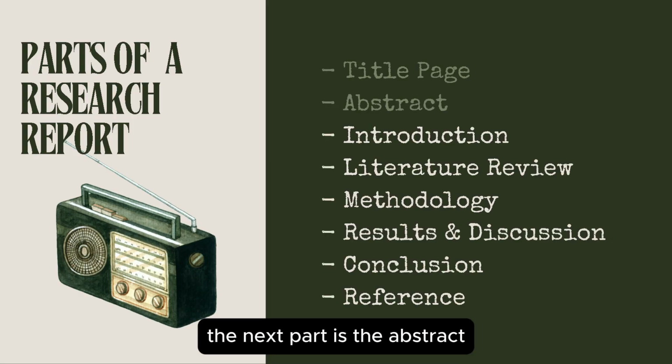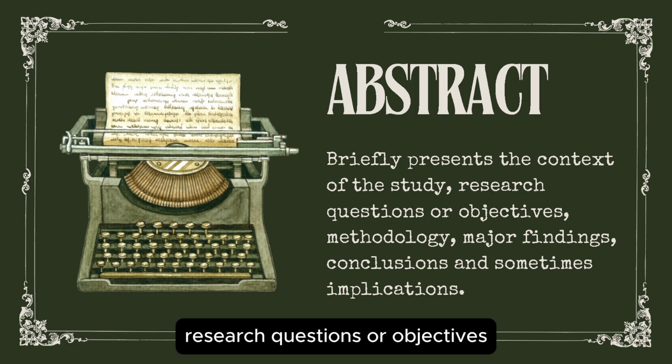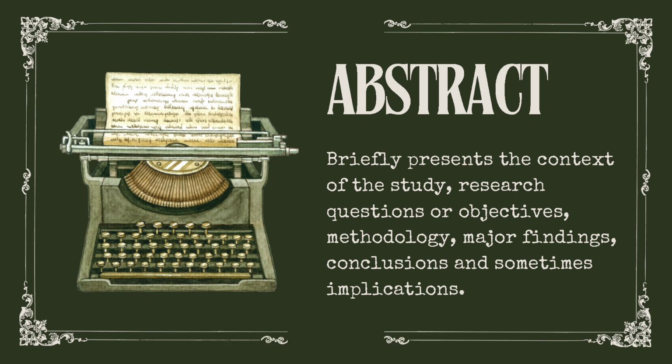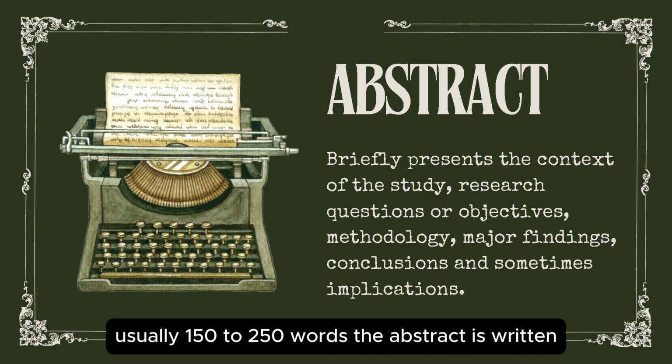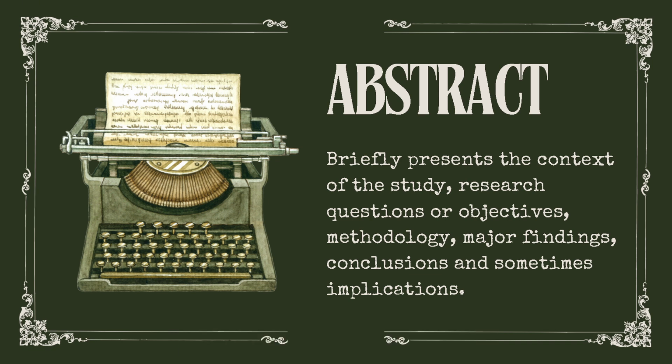The next part is the abstract. It briefly presents the context of the study, research questions or objectives, methodology, major findings, conclusions, and sometimes implications. It is a concise summary of the research, usually 150 to 250 words. The abstract is written after the full report is completed but placed at the beginning.